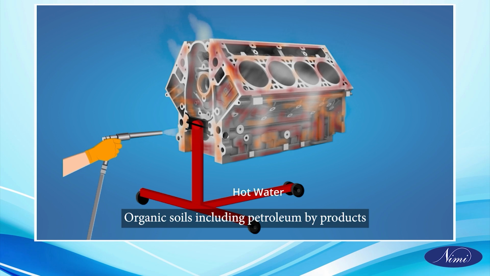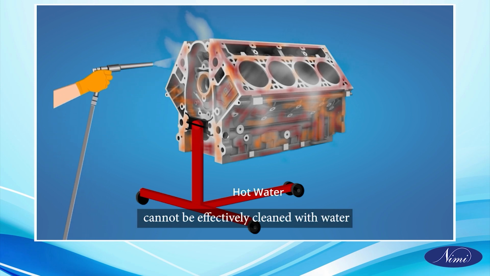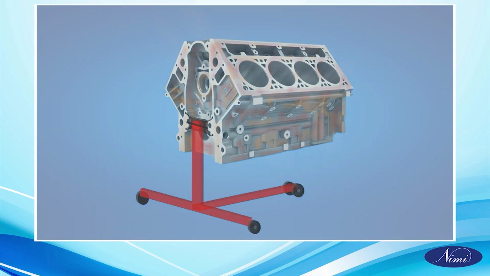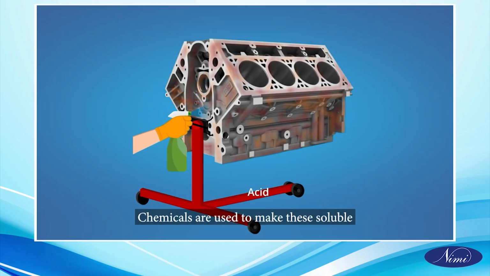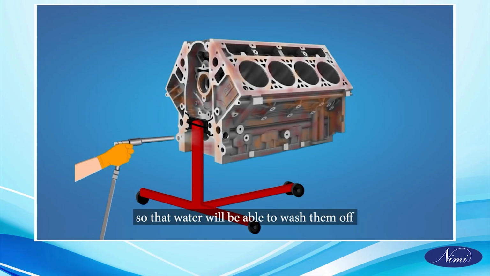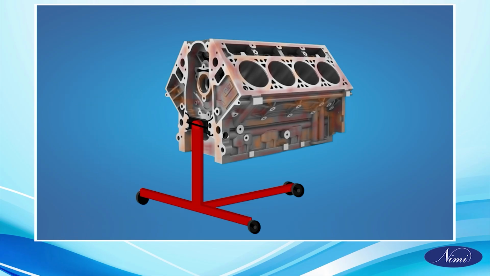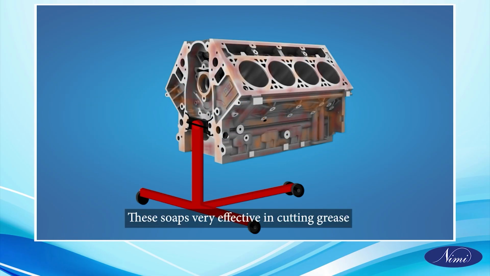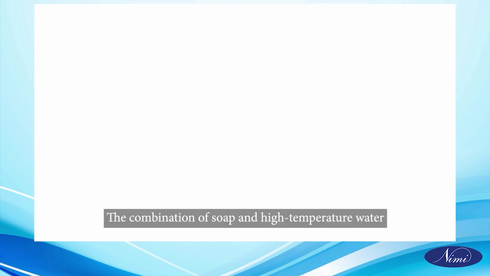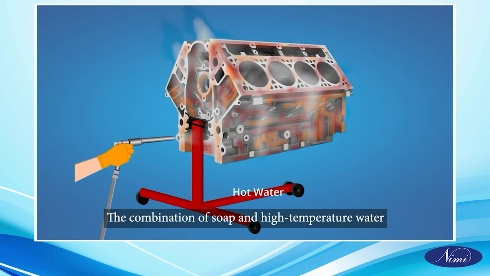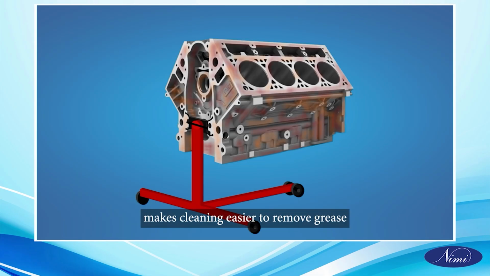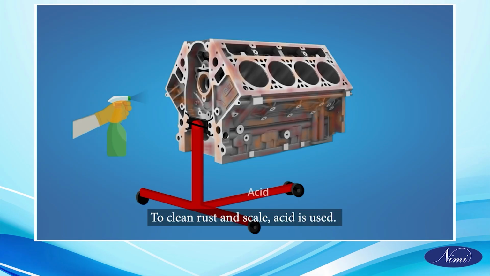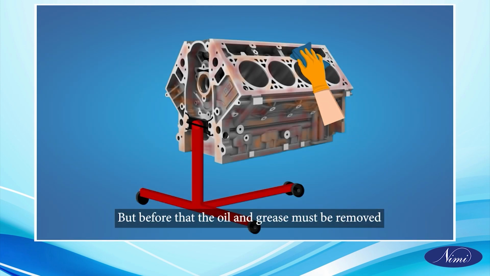Organic soils, including petroleum byproducts, cannot be effectively cleaned with water. Chemicals are used to make these soluble so that water will be able to wash them off. Most automotive soaps are base. These soaps are very effective in cutting grease. The combination of soap and high-temperature water makes it easier to remove grease. To clean rust and scale, acid is used. But before that, the oil and grease must be removed.